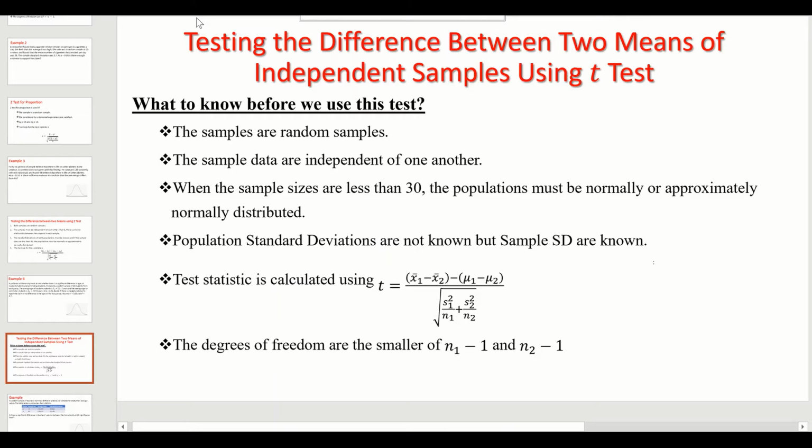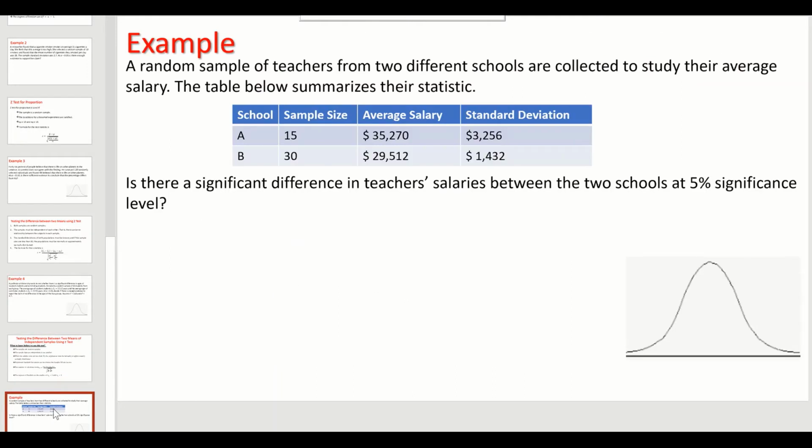Now we are going to use this and solve an example. Okay, here is the example. A random sample of teachers from two different schools are collected to study their average salary. The table below summarizes their statistics.